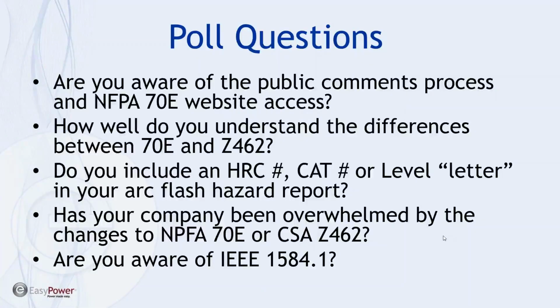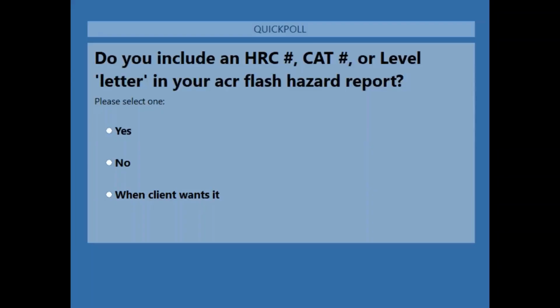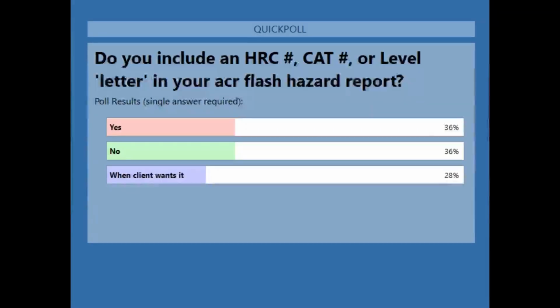And then our third question is, do you currently include an HRC category or a CAT category on your ArcFlash report? And there's not a right or wrong answer, so that's why it's more of an opinion poll, but hopefully this will foreshadow some of the details that we'll get into during the discussion. So it looks like we got close to a quorum on this. Here's where people have weighed in.